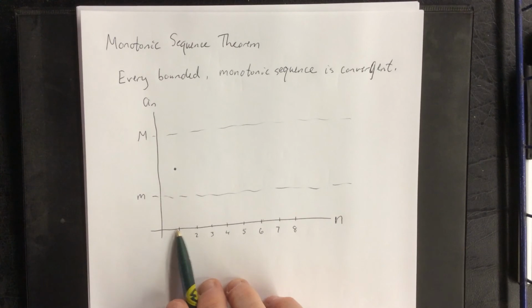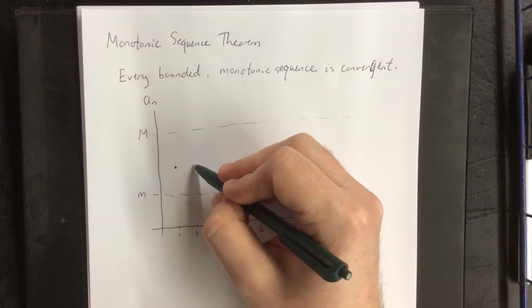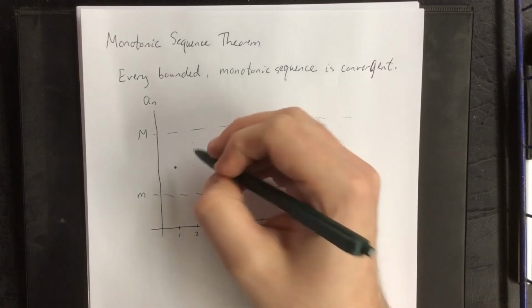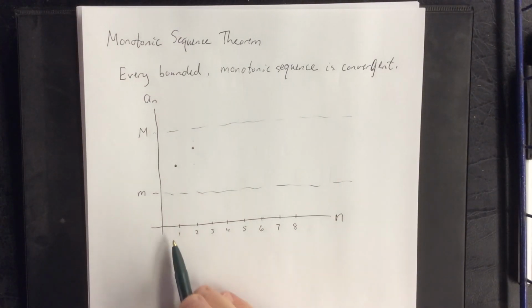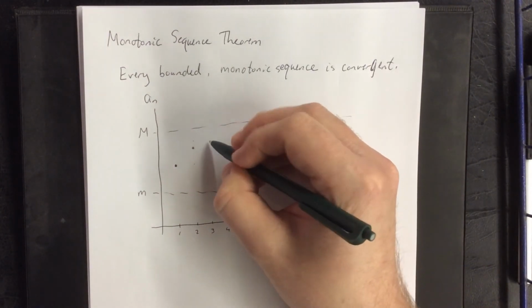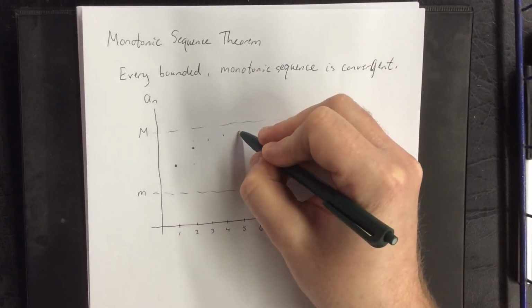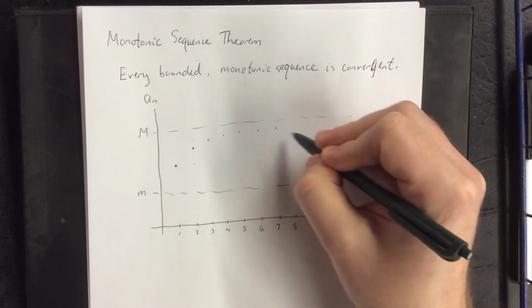Then going from n equals 1 to n equals 2, one of two things has to take place. Either the value of a sub n will get larger, or it'll stay the same. If it gets larger, we can do so with something like this. For n equals 3, we have two options. It can either stay the same or get larger. And essentially what happens is if it continues to increase, it's going to wind up getting closer and closer to whatever that upper bound is.